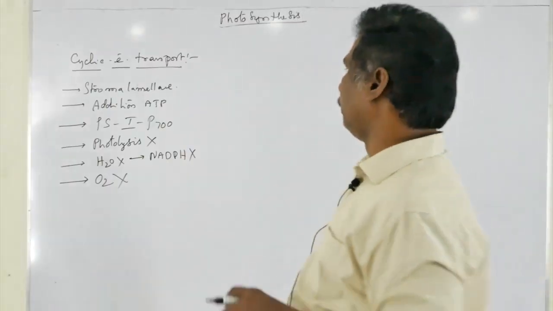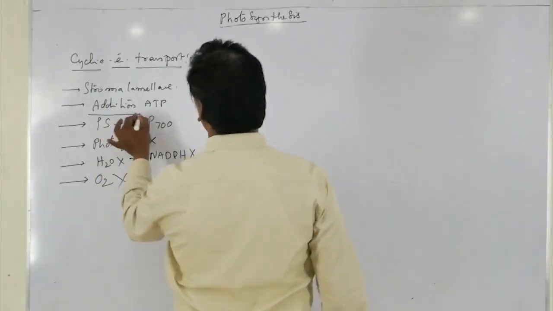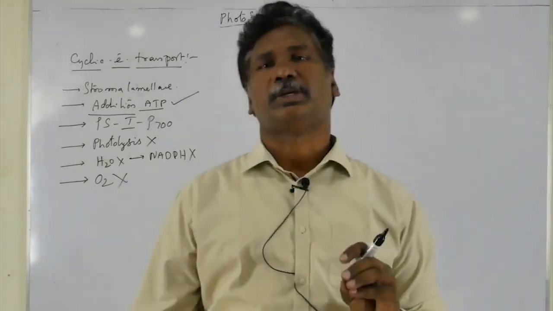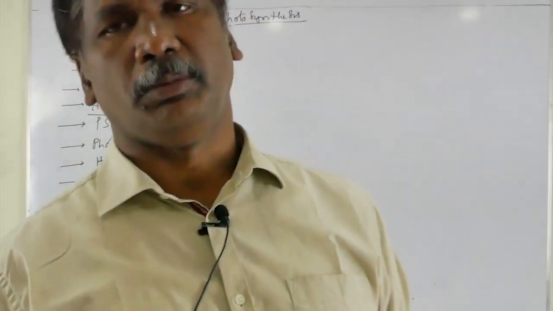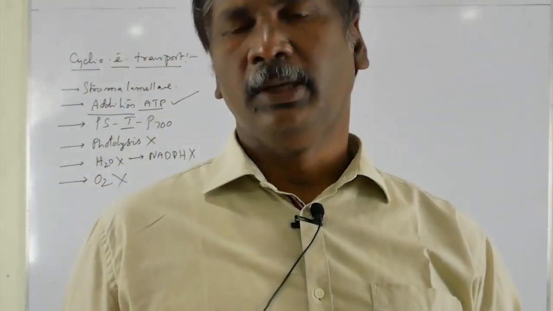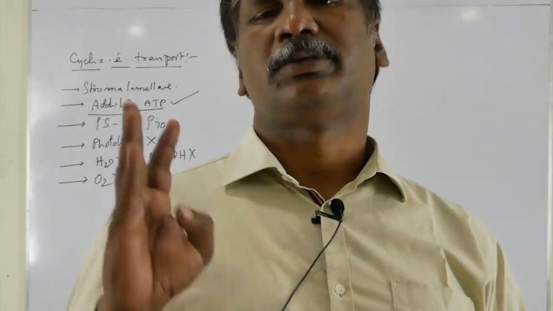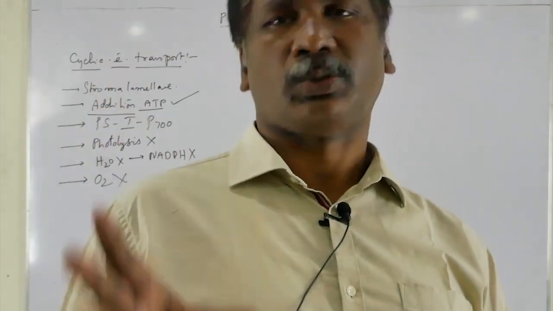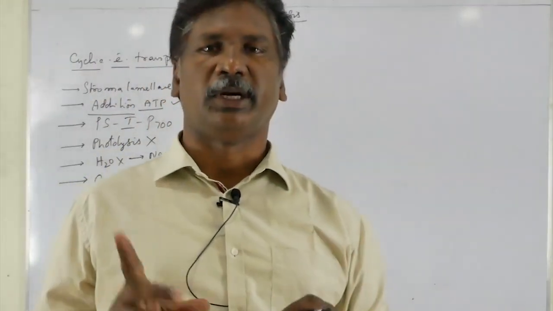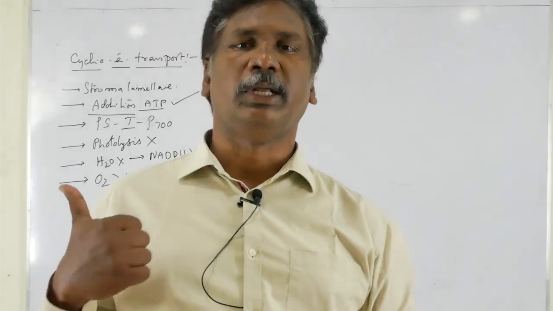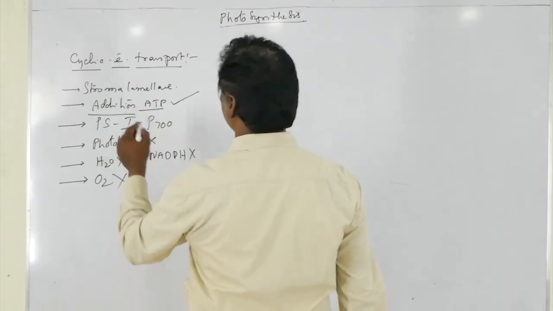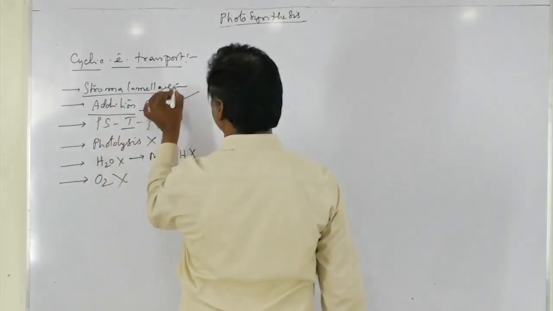Very simple, to meet the requirement of additional ATP in the plant body. At such a time only, cyclic electron transport operates within the stroma lamellae. In the stroma lamellae the enzyme is absent and PS2 is absent. That's why non-cyclic electron transport does not take place within the stroma lamellae. Only cyclic electron transport takes place within stroma lamellae of the thylakoids.